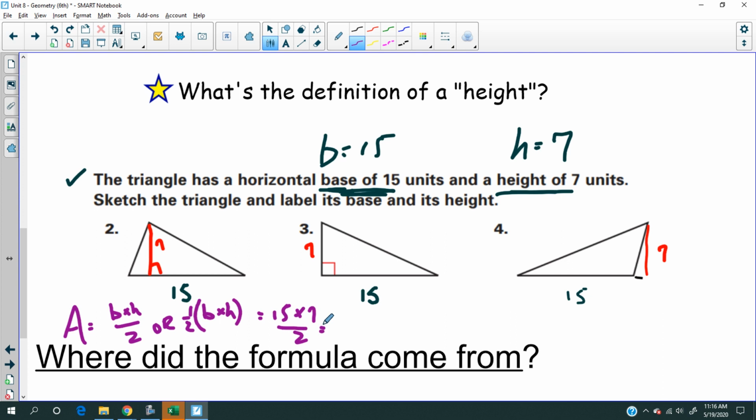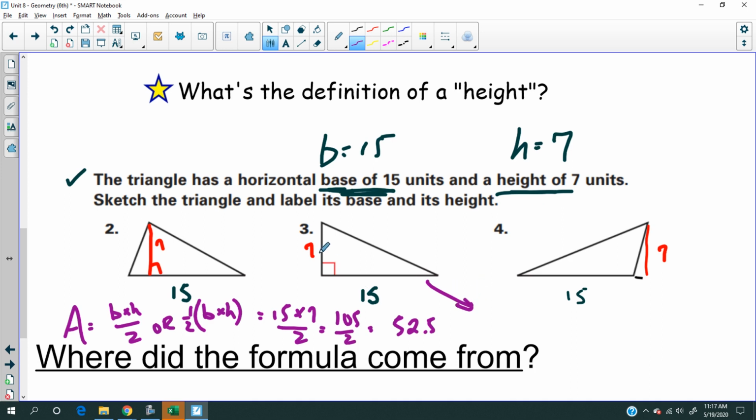What's 15 times 7? Let's see. I should probably do this in my head. Okay, 105. All right. Now, don't forget 105 is divided by 2. So what's 105 divided by 2? That is 52.5.